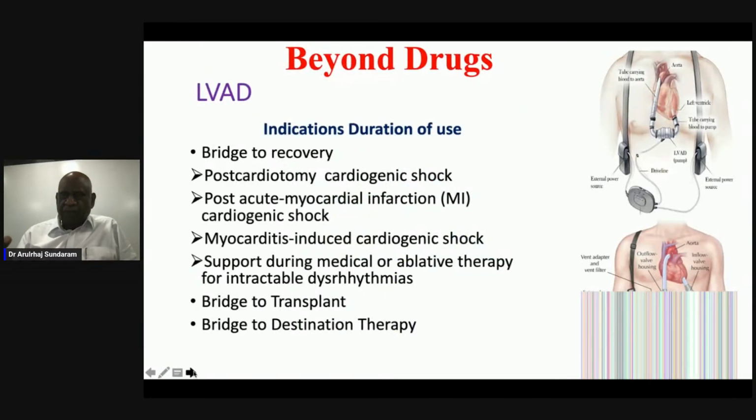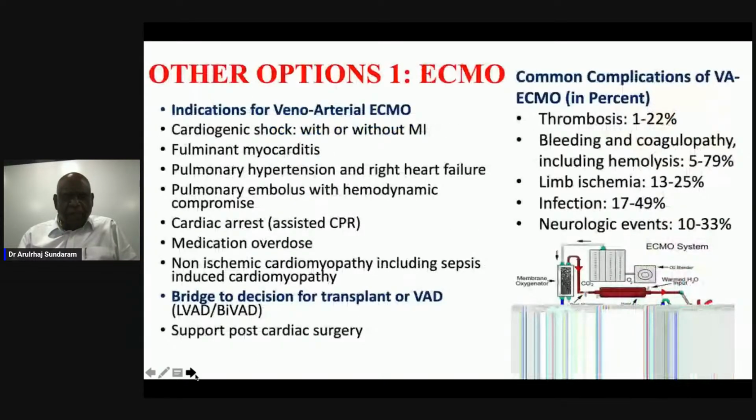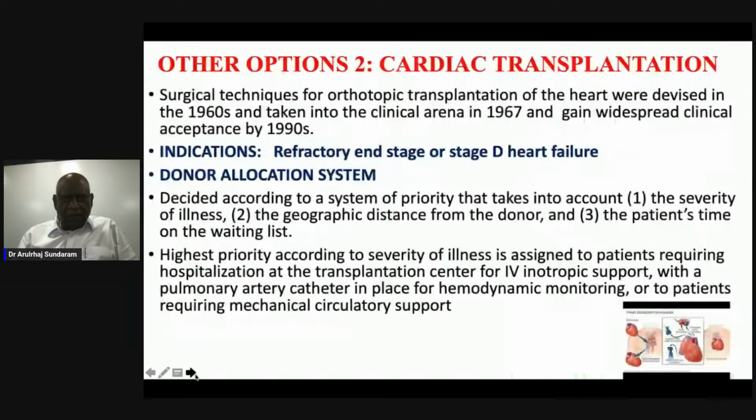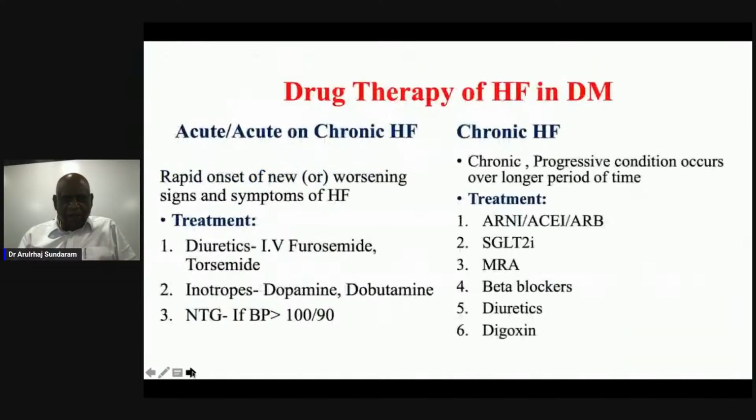Beyond drug therapy, the left ventricular assist device can be fitted to improve the left ventricular function. It is usually a bridge for cardiac transplant, but in resistant failure can be of use. And ECMO, veno-arterial, is also very useful, a bridge to cardiac transplant. Cardiac transplant is a very tough job, all of us know, with the donor allocation system, but heart transplant will be the final answer in resistant refractory heart failure. Now, to summarize the drug therapy: in acute stage, diuretics, inotropes, nitroglycerin. Chronic stage, ARNI, ACE inhibitor, ARB, SGLT2, MRA, beta blocker, diuretics, and digoxin, depending on the clinician's choice.